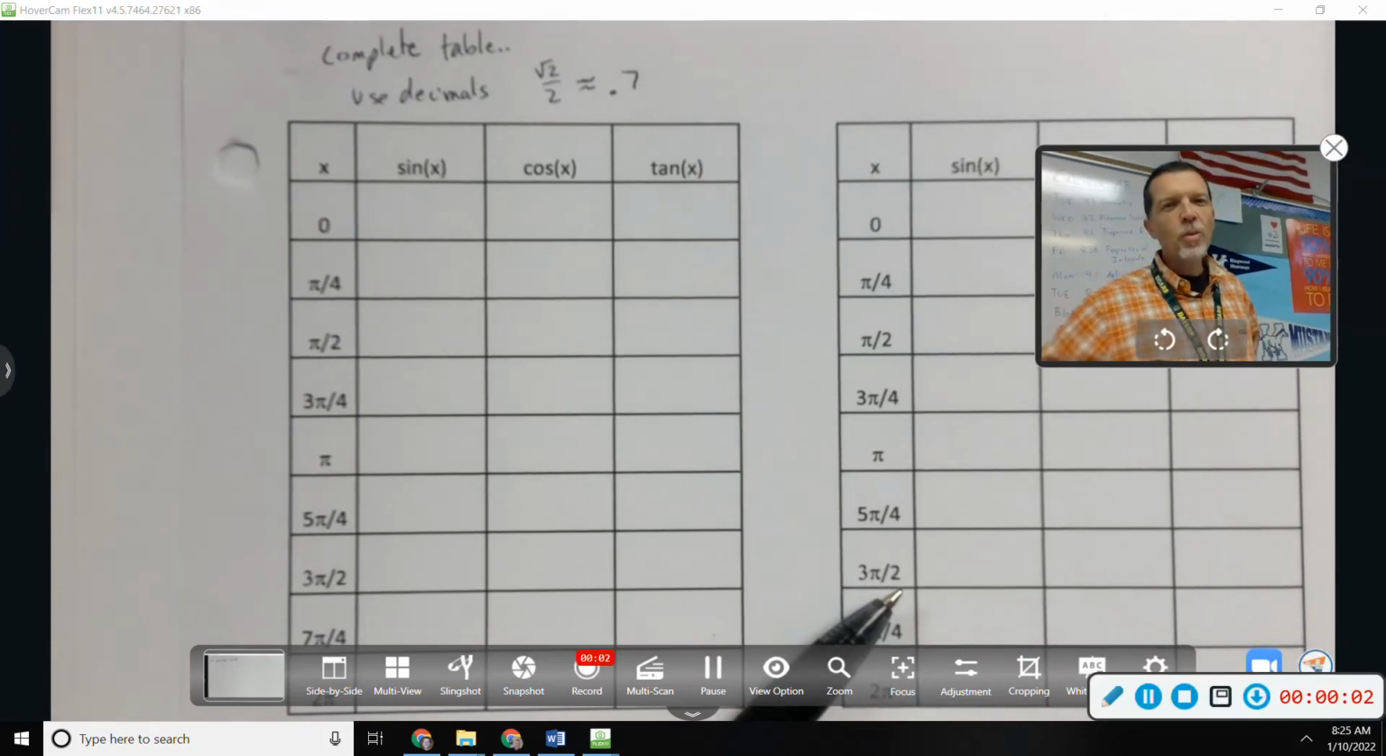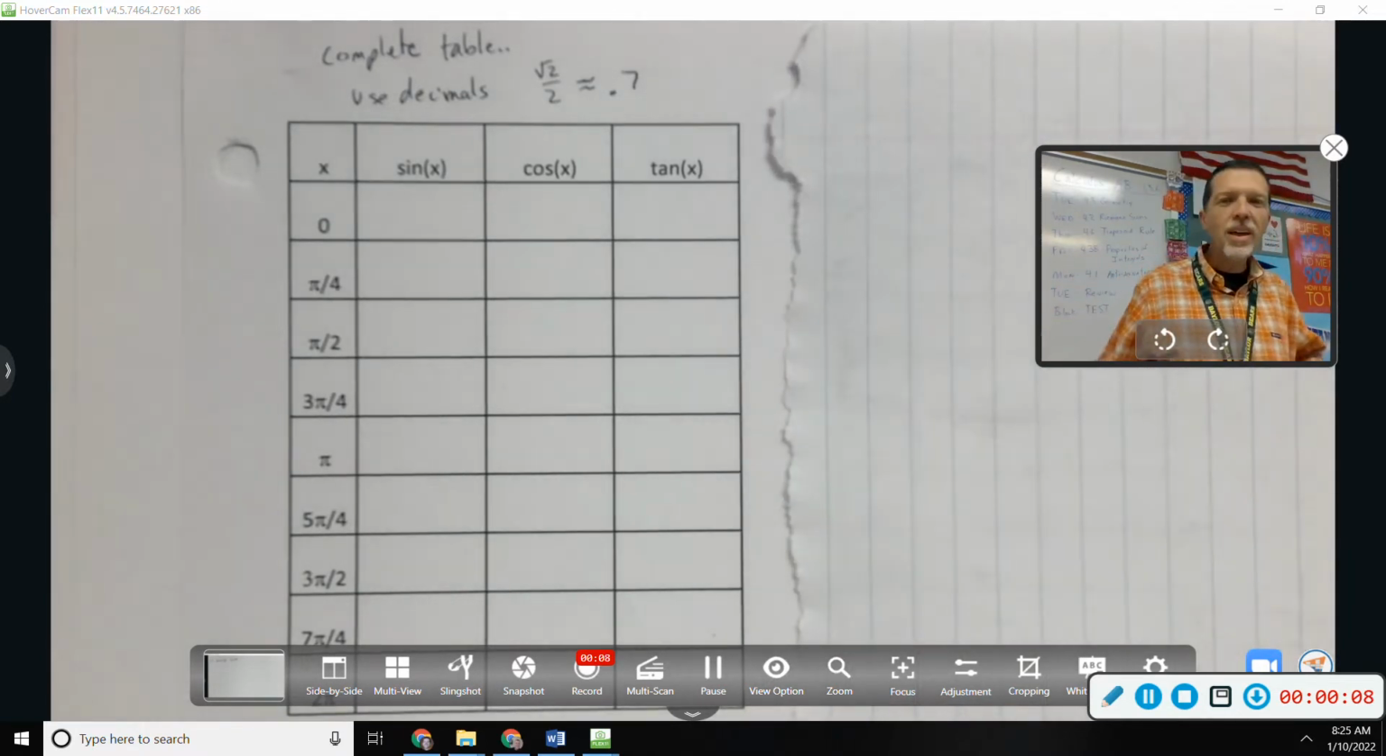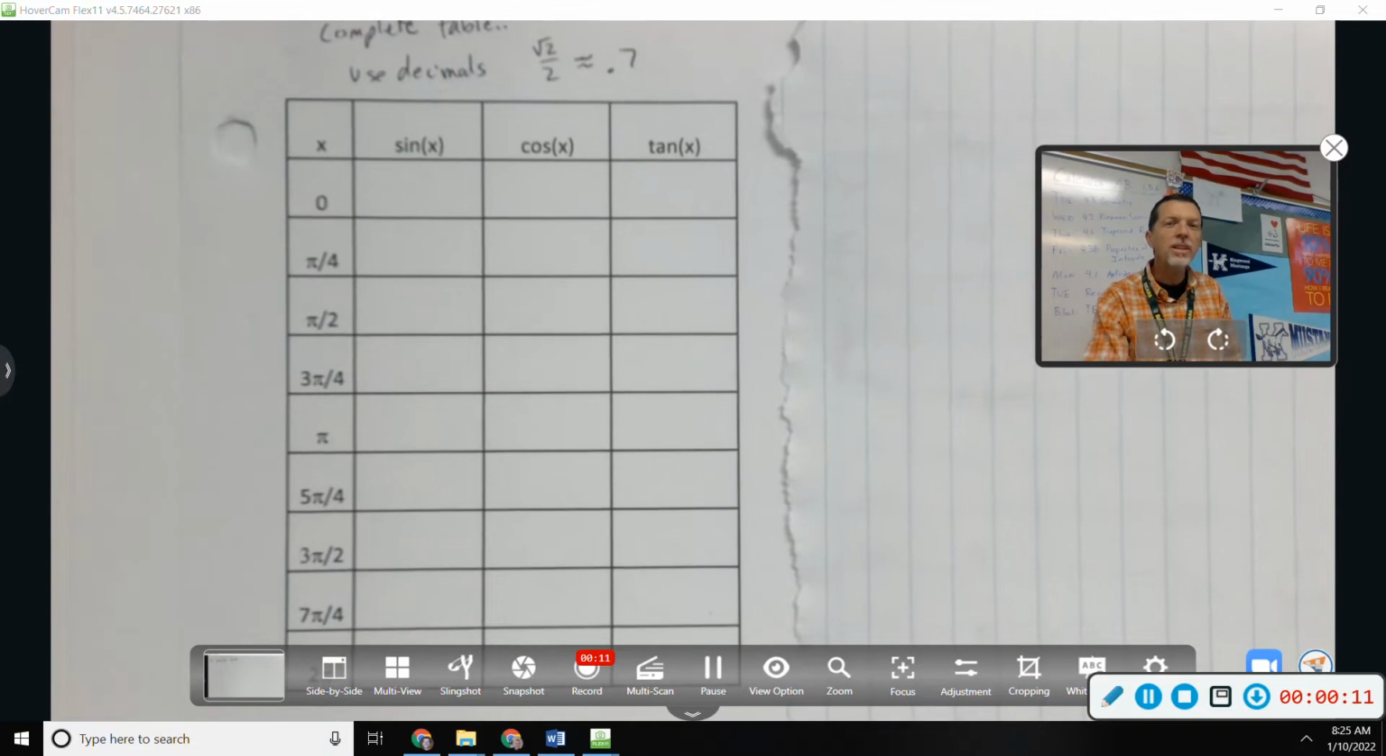Okay, so the warm-up today is make this table. You don't need two of them. That's just my copy. So write that table down. It's counting by pi over 4s. So I'm not including the over 3s and the over 6s because what we do today, that's overkill. I mean, you still need to know them, but you don't need them today.